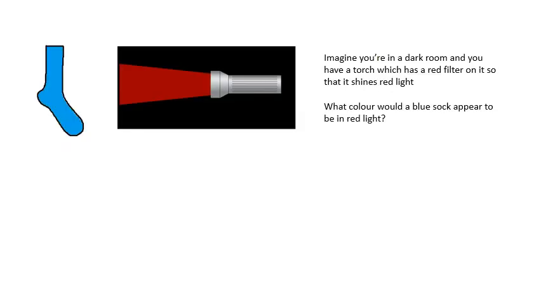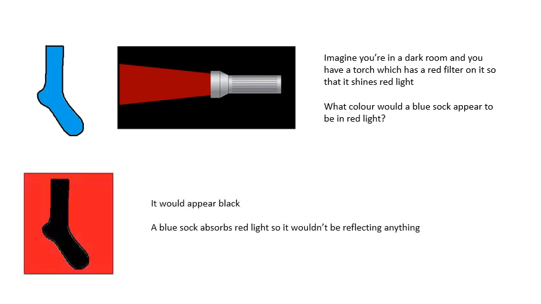Here's a question. Have a think about this. Imagine you're in a very, very dark room, but you've got a torch which has got a red filter on it. Maybe you've just been doing some astronomy. And anyway, this torch shines red light. Now, what colour would a blue sock appear to be in red light? If you shone your torch on a blue sock, then the blue sock would appear to be, have a little think, and I'll show you the answer. It will appear to be black.